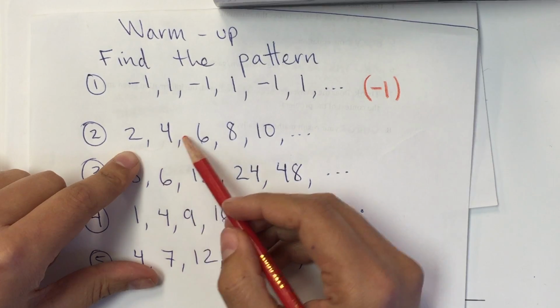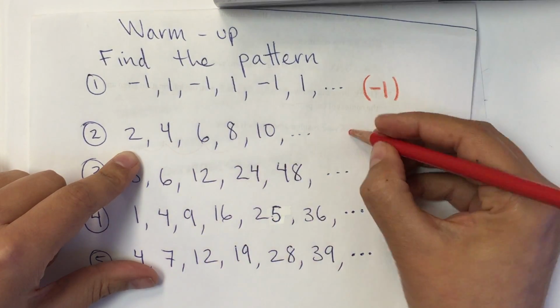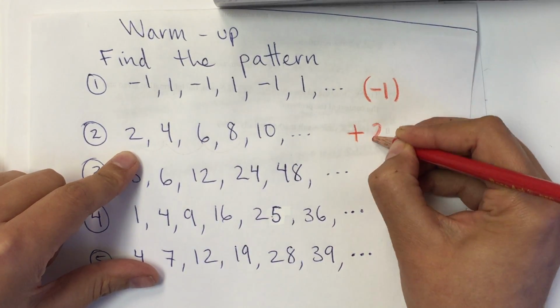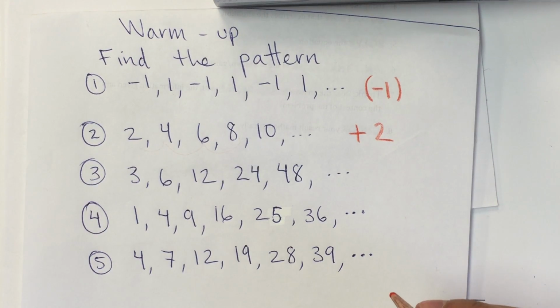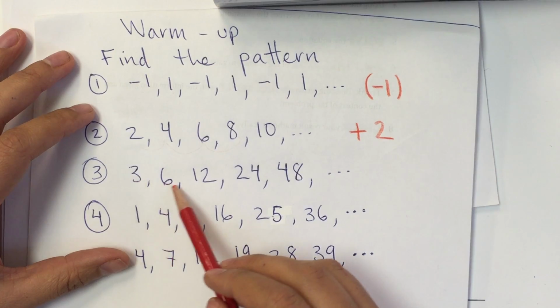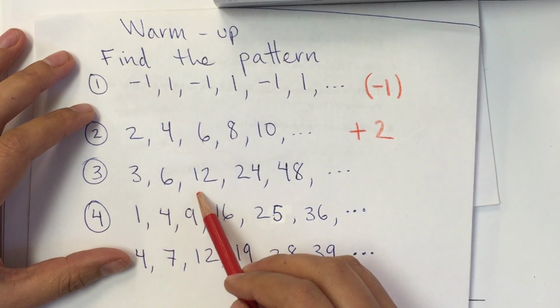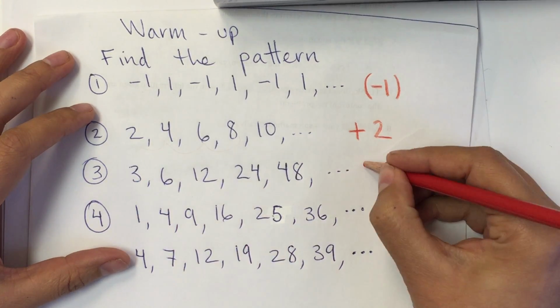In here, what are we doing each time? We are adding 2. For the next one, if you notice, what we're doing is multiplying by 2.